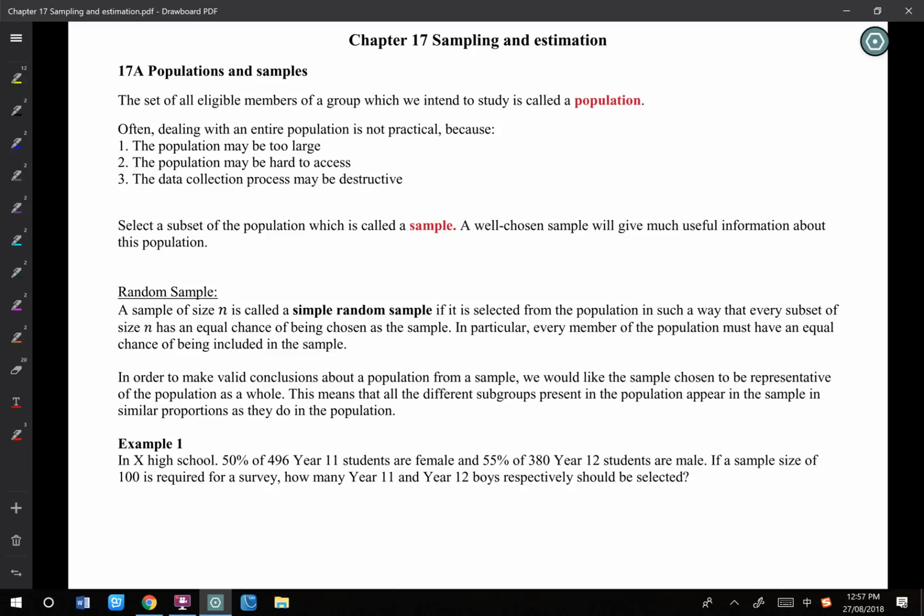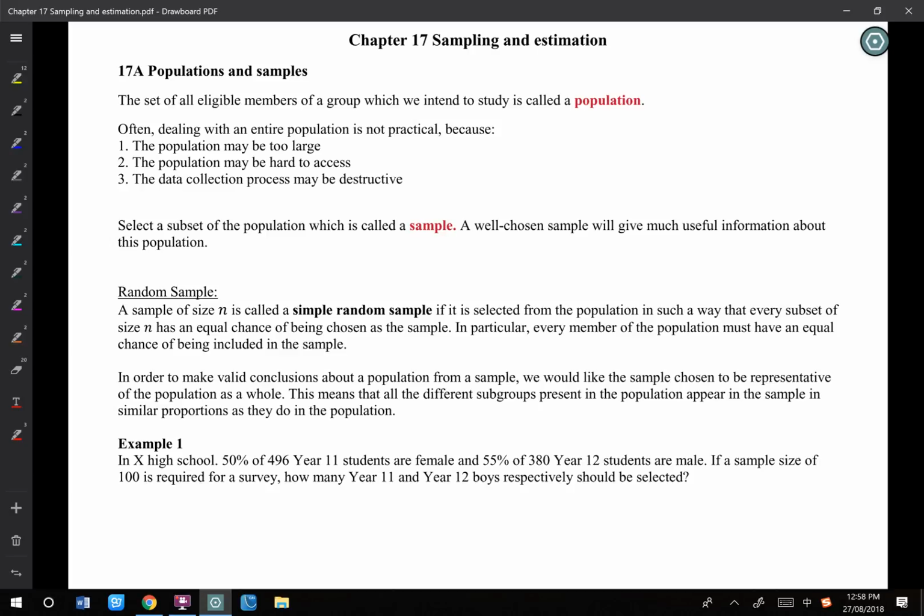The second reason is the population may be too hard to access. An example we have is fish. We also talked about a kind of fish 100 meters down under the sea. It's hard to get them. Maybe there are not many of them, but it's hard to grab all of them and find them. And how do you know we have got all the data? It's hard, so it's hard to access. The third reason is the data collection process may be destructive.